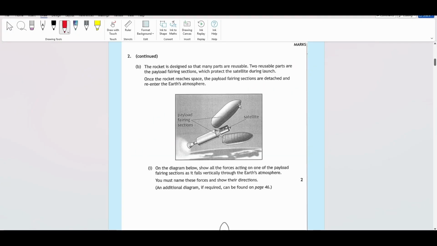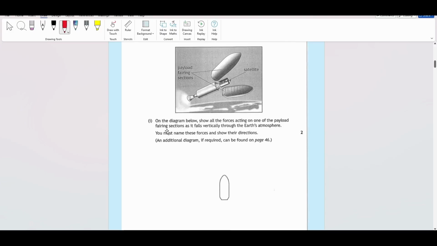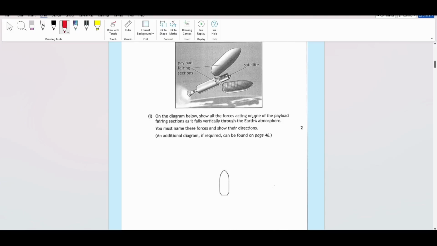Question 2b says the rocket is designed so that many parts are reusable. 2 reusable parts are the payload fairing sections, which protect the satellite during launch. Once the rocket reaches space, the payload fairing sections are detached and re-enter the Earth's atmosphere. On the diagram below, show all the forces acting on one of the payload fairing sections as it falls vertically through the Earth's atmosphere. You must name these forces and show their directions.